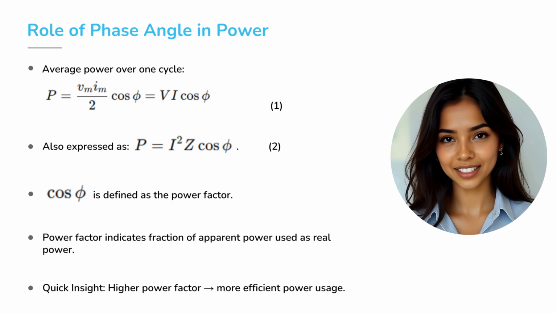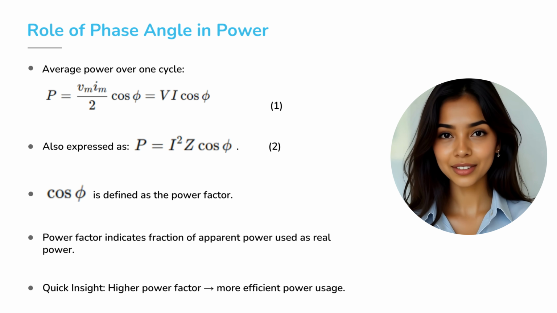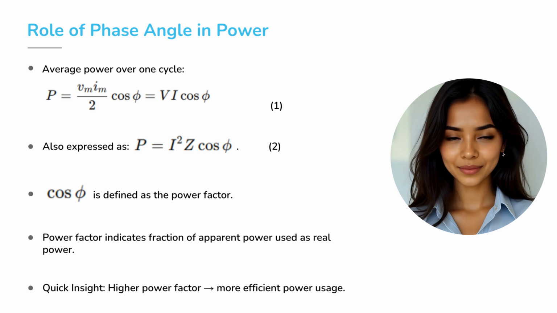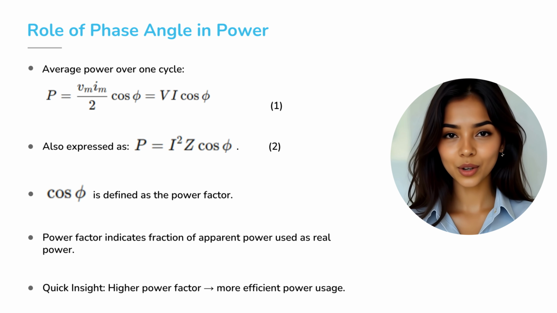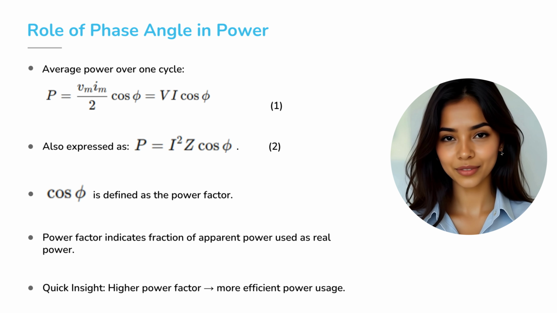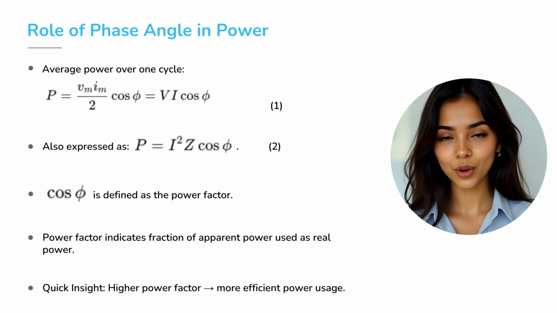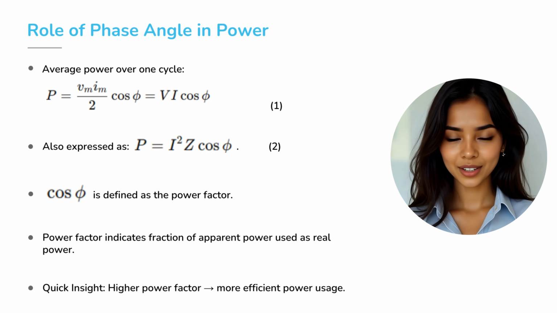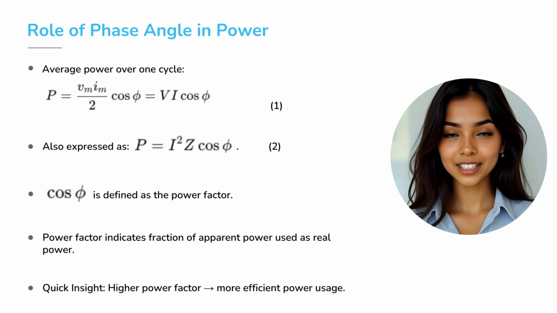Another way to express it is P equals I squared Z cosine phi, where Z is the impedance of the circuit. Here, cosine phi is called the power factor. It tells us the fraction of the total or apparent power that is effectively converted into real, usable power. For example, if the power factor is close to 1, it means almost all the power drawn from the source is being used effectively. But if it's low, a large part of the current is wasted in merely sustaining reactive effects of inductors and capacitors.